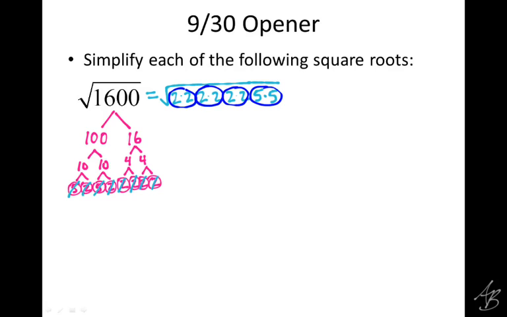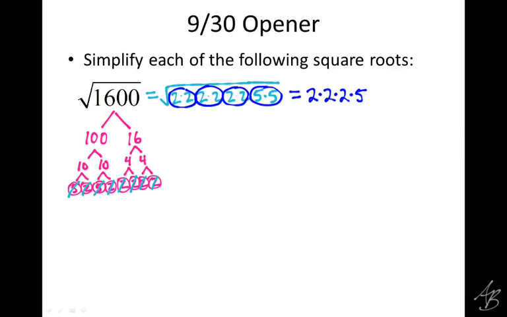Right? So on the outside, what are we going to have? 2 times 2 times 2 times 5. Again, I want you to notice that we only have one number on the outside for each pair that we have on the inside. Okay, so when we have a pair on the inside, it's going to be one number on the outside.